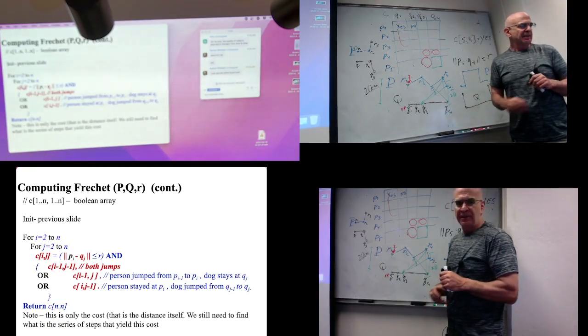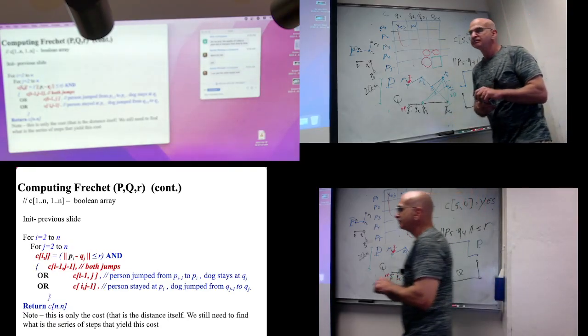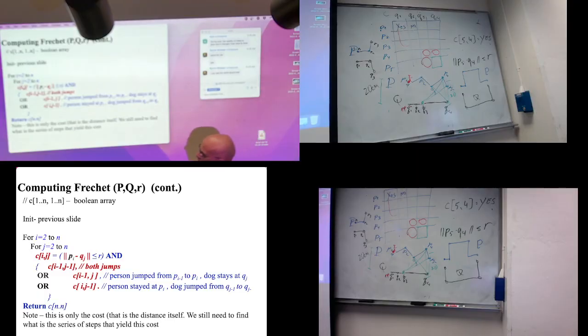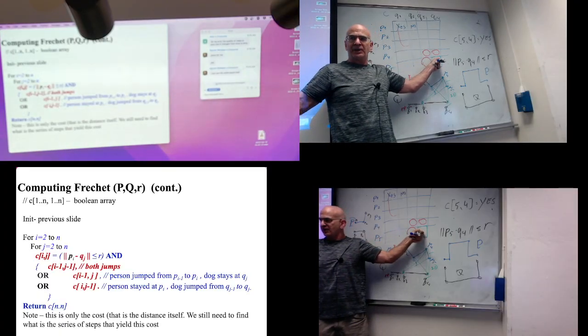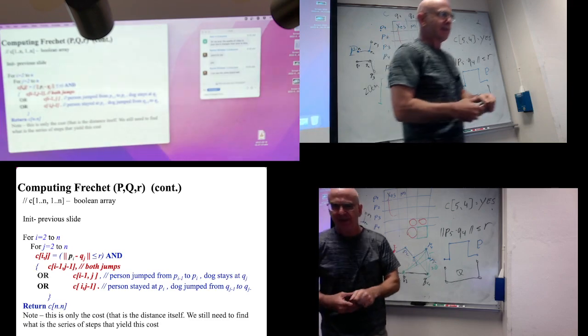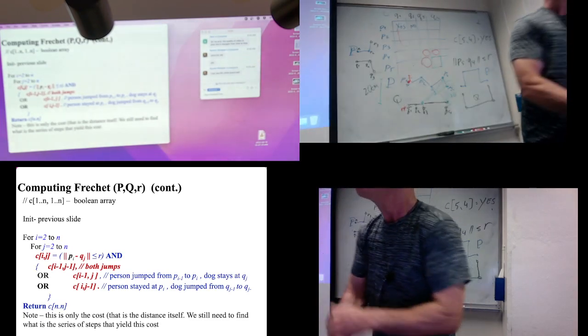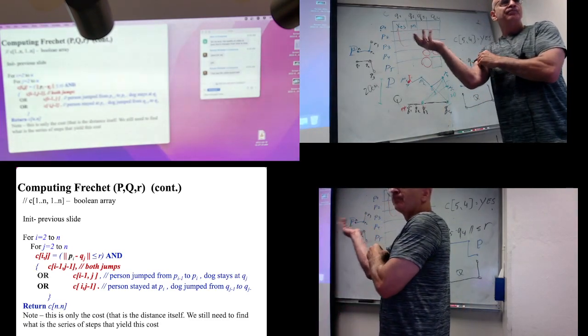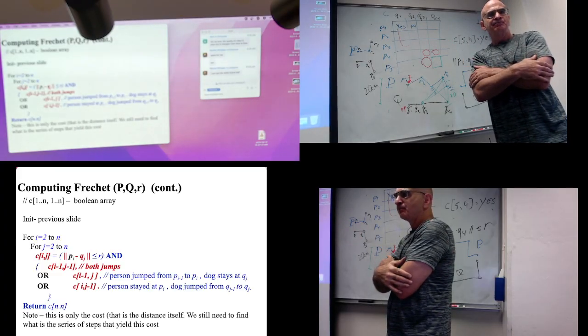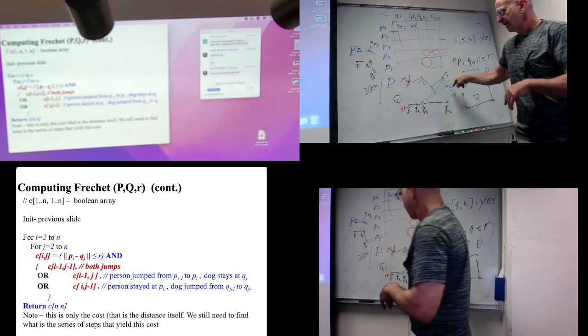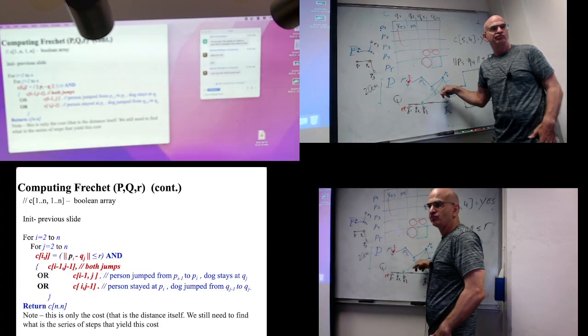Okay, and that summarizes the Frechet. What do I tell the user then? What is written at cell C[n][n]? Can you do the whole trip with a leash of length R or not? The running time, not much to discuss or optimize, is n squared: the number of vertices of P times the number of vertices of Q.